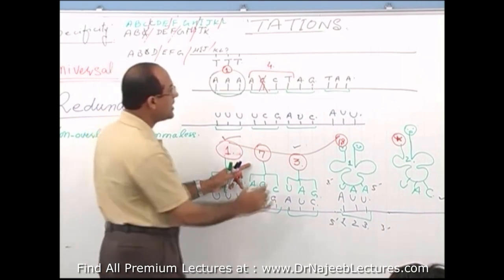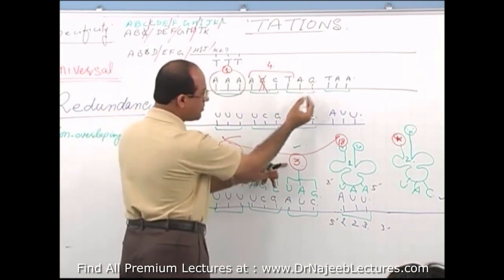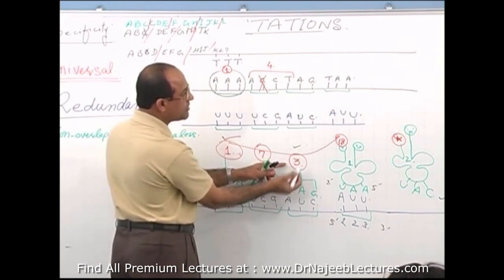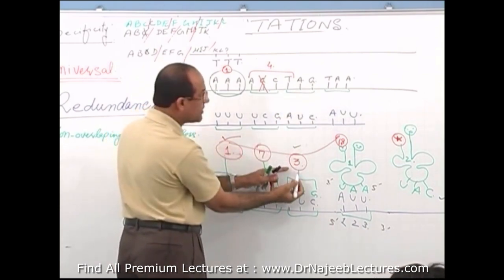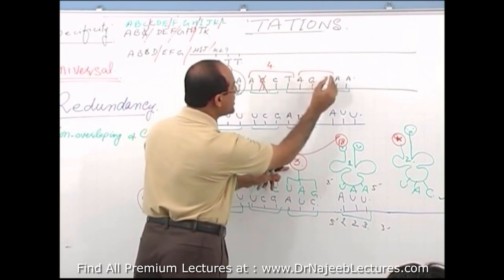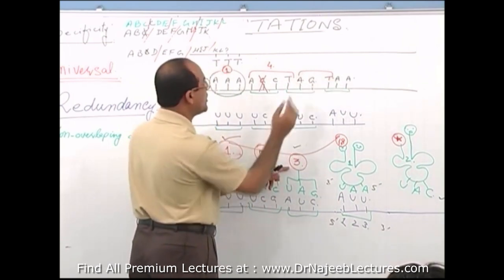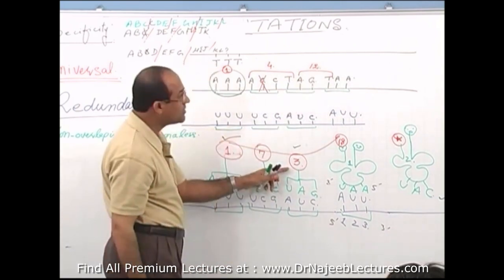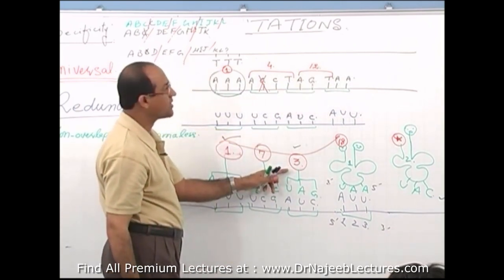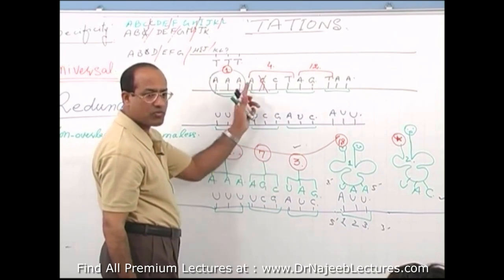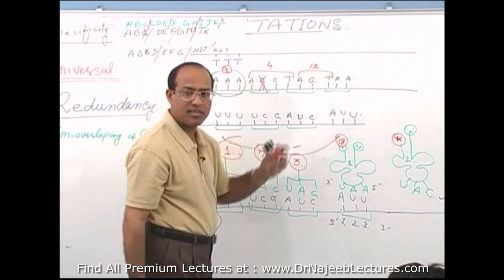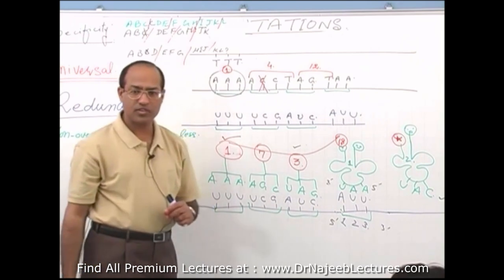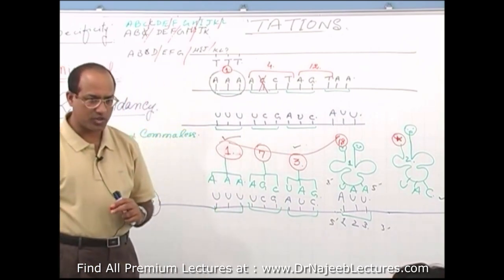Is that right? Then, TAG was amino acid number 3. TAG was coding for amino acid number 3, but now it has become AGT. And maybe this is coding for amino acid number 12, right? What has happened again? You have deleted one point and the whole reading frame has been disturbed. Is that clear? Any question up to this?